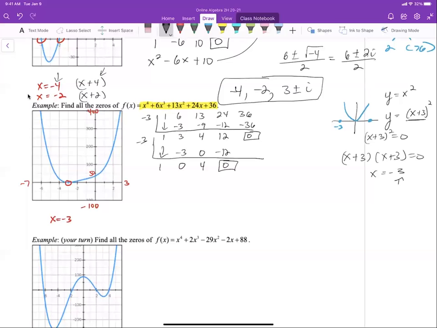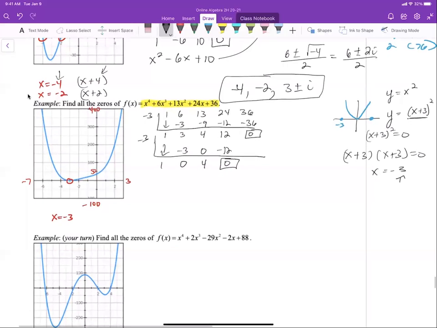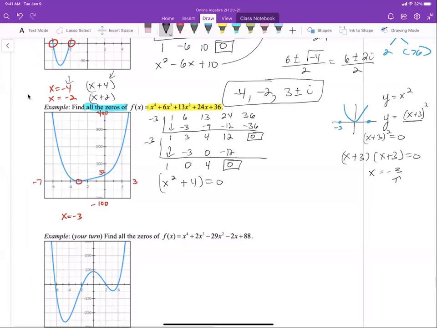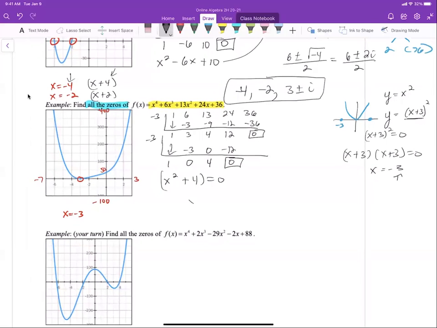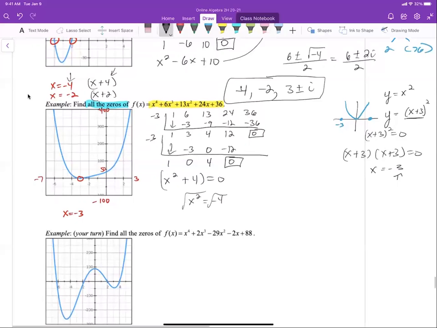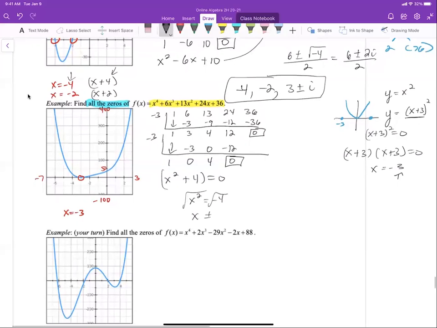So now what am I left with? This is x squared plus 4. And what are we trying to find? What were my instructions? I need to find all my zeros. Well, right now I have 2, and I need to set this equal to 0 and solve for x. And so I get x squared equals -4. I take the square root of both sides, and I find that x is equal to plus or minus 2i.